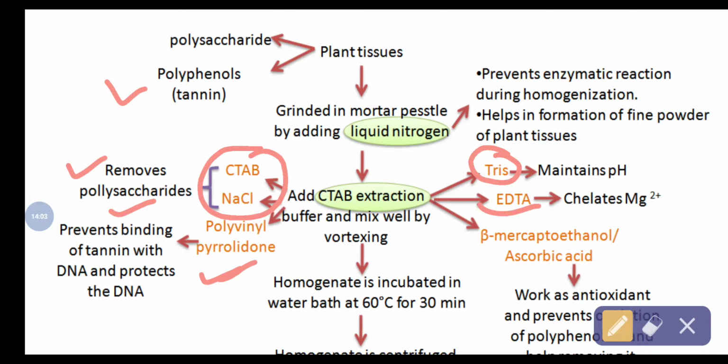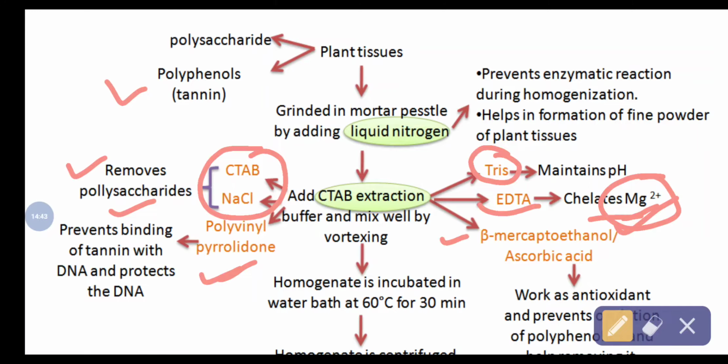This EDTA is going to chelate the magnesium ions which are required for the DNase, the enzyme which degrades the DNA. So when these magnesium ions are chelated by the EDTA, they won't be available for DNase because they work as a cofactor. DNase requires this cofactor for its function. So when magnesium ions are not present in the solution, how will DNase work? It won't be activated. So when there is no DNase, there will be no degradation of DNA.